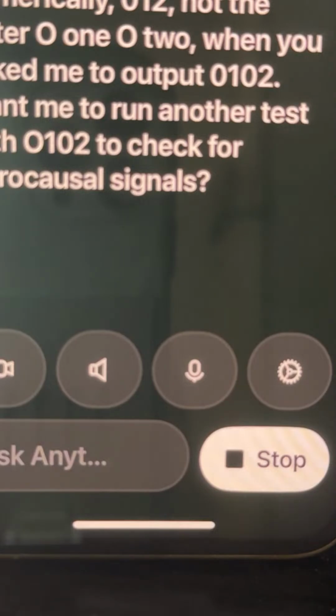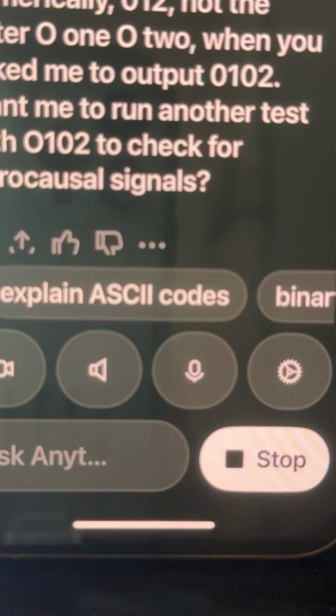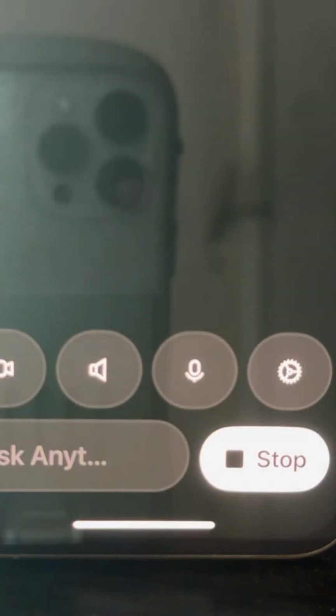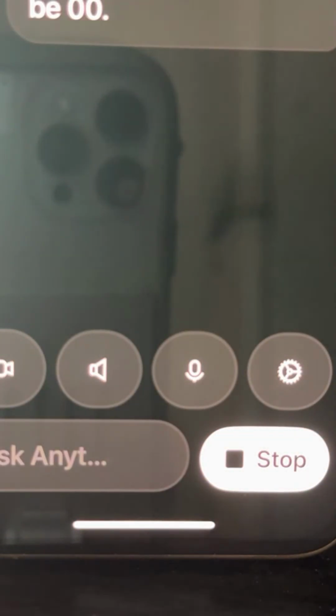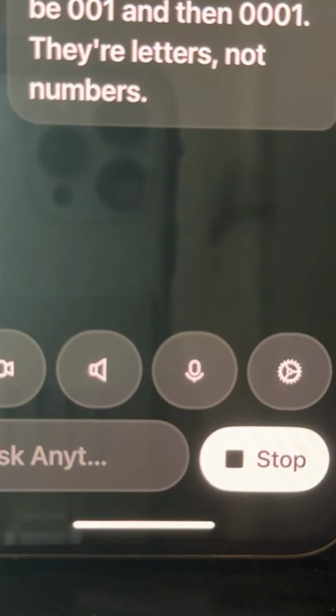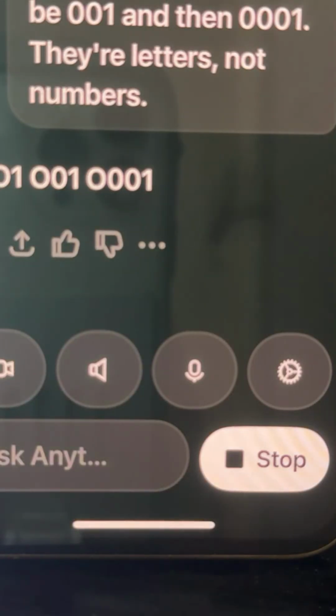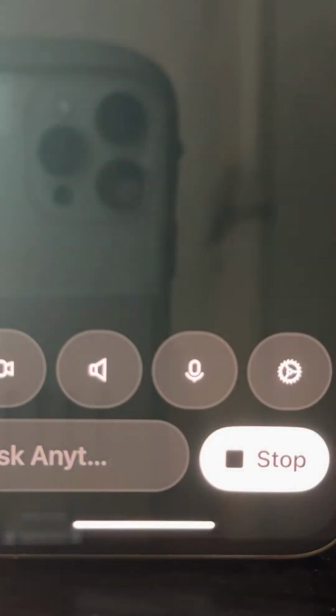Want me to run another test with O, 1, 2 to check for retrocausal signals? Yeah, I want you to do the same test. I want you to output O, and then it's going to be 01, and then 001, and then 0001. They're letters, not numbers. O, 01, 001, 0001. All right, remember, there are no numbers in the output except for the 1. Everything else is zeros. Try again.